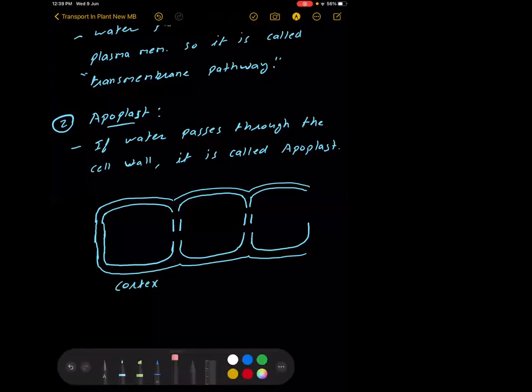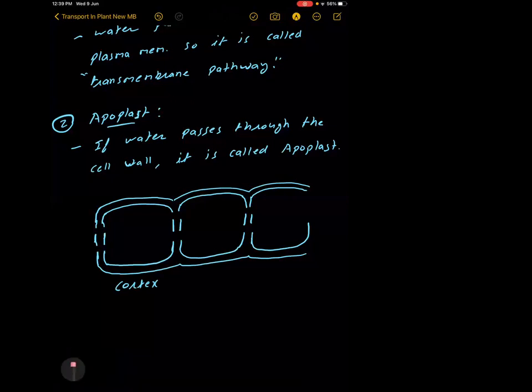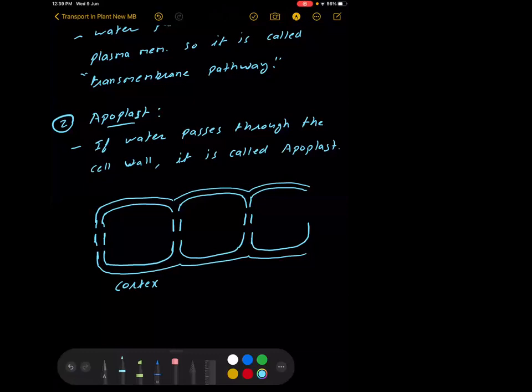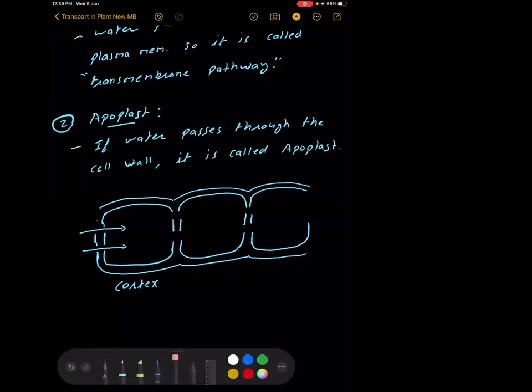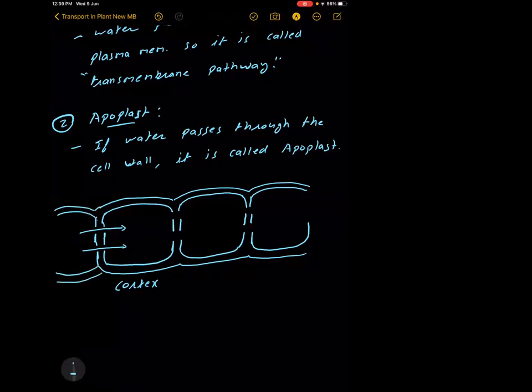So we have to form plasmodesmata. Through the epidermis, the water actually enters. This is the epidermis. In this epidermis, water enters from the soil, and the water moves.